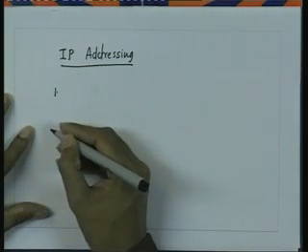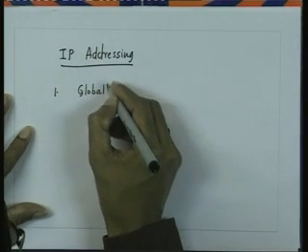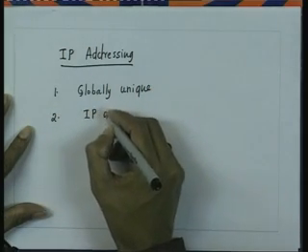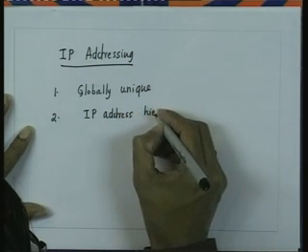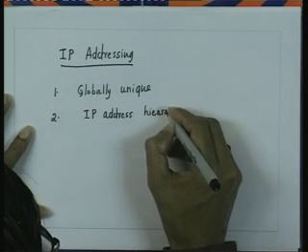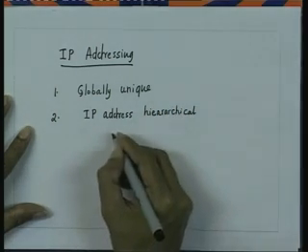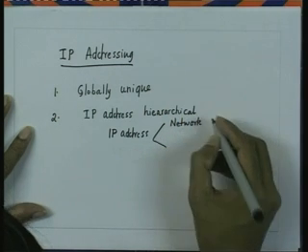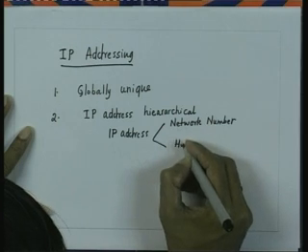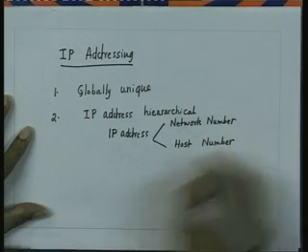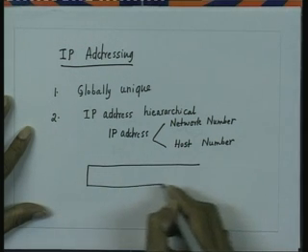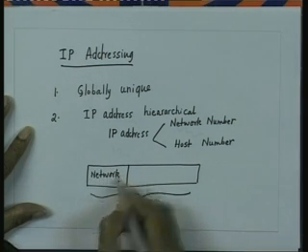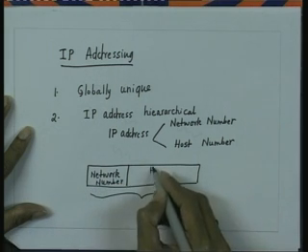So, first of all, the IP addresses are globally unique. And second, which I was just discussing, is that IP addresses are hierarchical, in the sense that an IP address is divided into two parts. One is the network number and another is a host number. So, if you have an IP address, then it may be divided into two parts, one denoting the network number or network address, another one denoting the host number.